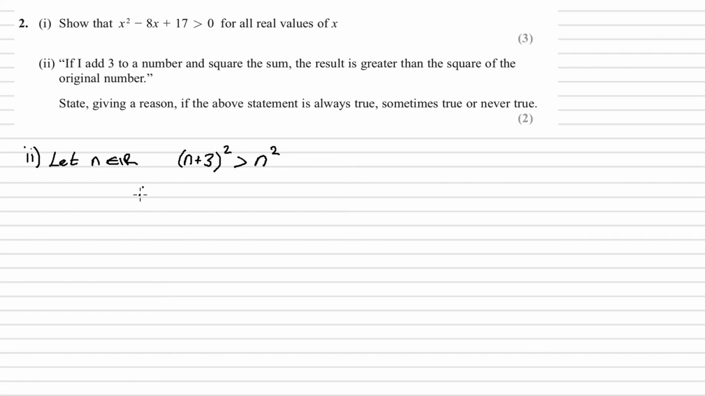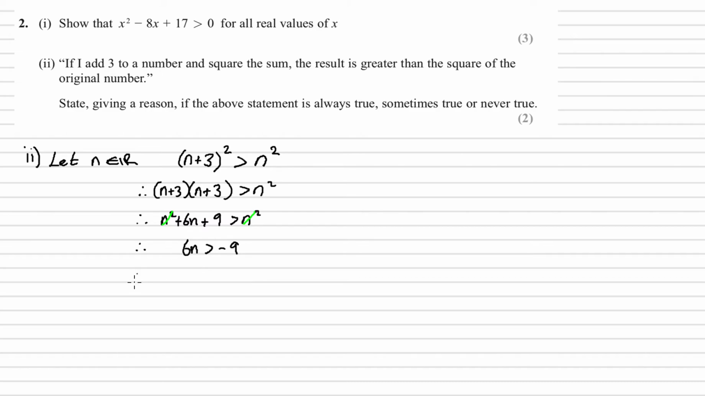So I can now therefore say that n plus 3 multiplied by n plus 3 is greater than n squared. Now if I expand this bracket, n times n is n squared, n times 3 is 3n, n times 3 is 3n, 3n plus 3n is 6n, and 3 times 3 is 9, plus 9 is still greater than n squared. So minusing n squared on both sides, we're just left with 6n plus 9 is greater than 0. So if I minus 9 on both sides of this inequality now, I'm left with 6n is greater than minus 9.